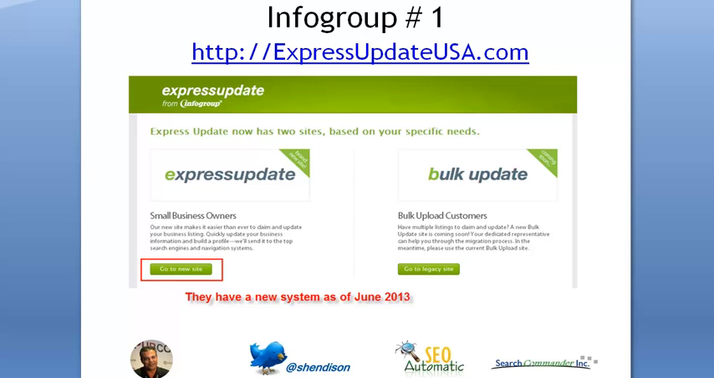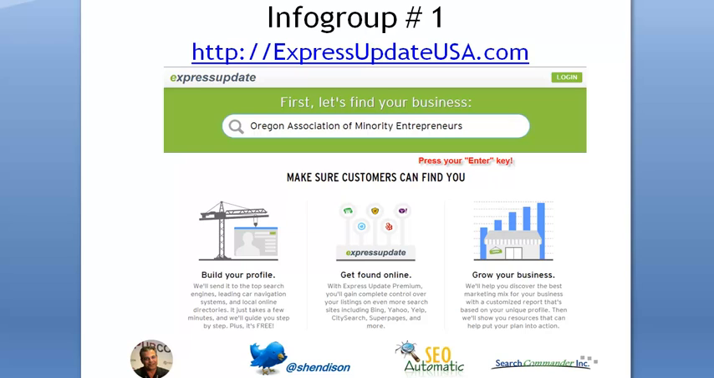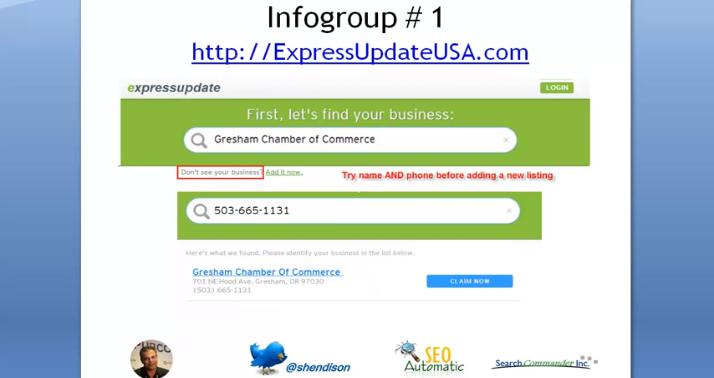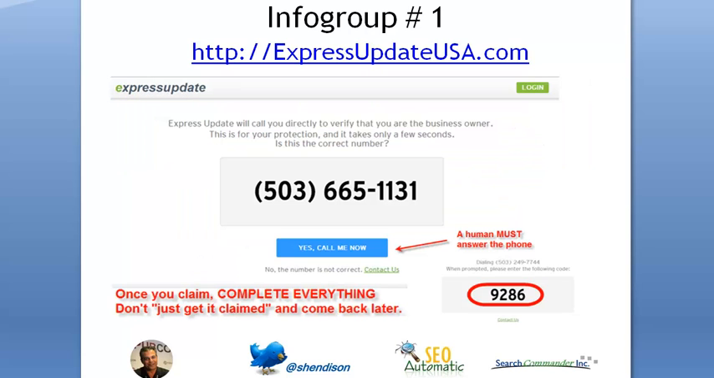Infogroup is real easy to do. It's Express Update USA. You just go to the site, and you verify with your business name or phone number. There's a telephone verification. You answer your phone. It's very, very easy. You're going to press a button that says call me now, and when you do, a human has to answer the phone. If you have a voicemail system that answers the phone, this will not work. You have to be able to answer the phone and punch in the code that you see on the screen.